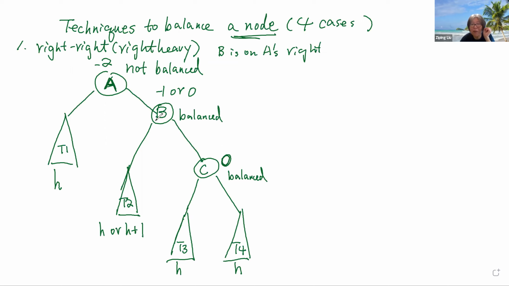For B, its right subtree is also heavier than its left subtree. So the imbalance is also caused by the right part. And C is on B's right. So that's why here we say it's the right-right case. We say it's right heavy.